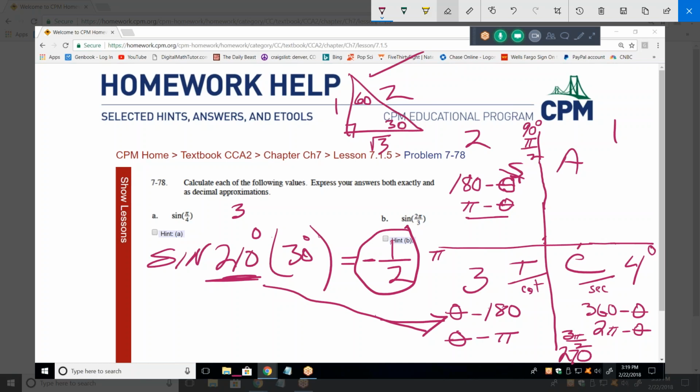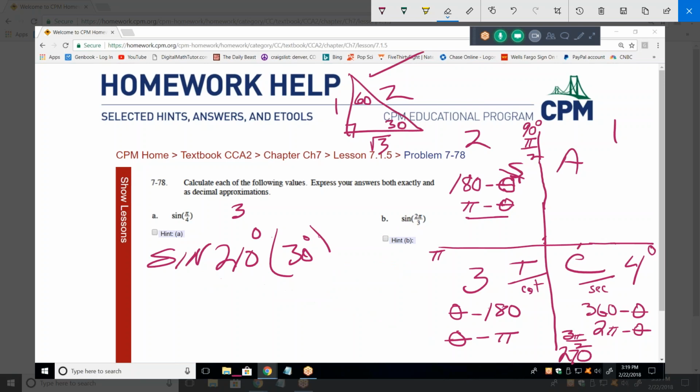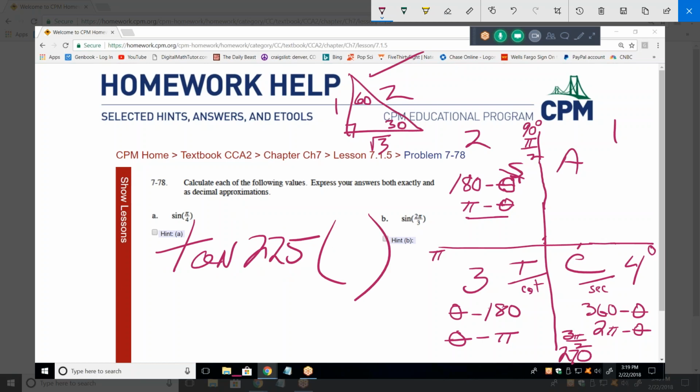Okay? Let's just reinforce this a little bit. There's nothing more important than this. In fact, they probably do reinforce it with the next bunch of problems, but I've done this long enough that I can make up some good ones. Trust me. Tangent of 225. So, first thing, what quadrant? 3. Second thing, what is the equivalent first quadrant angle? 45. So we're looking at this triangle.